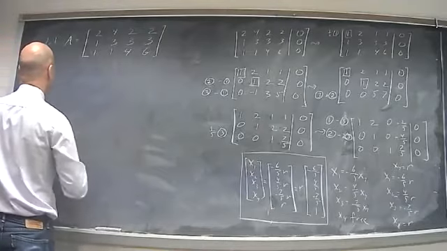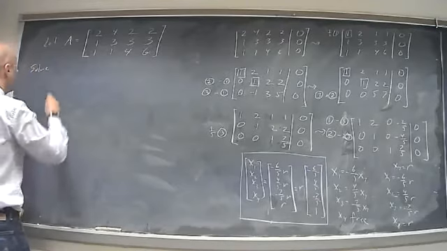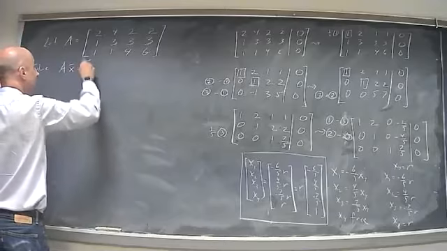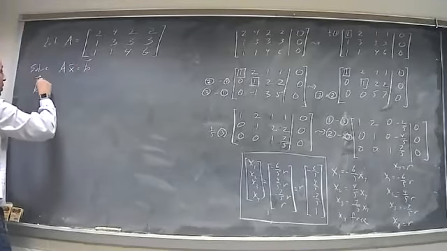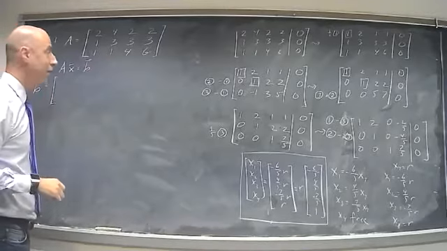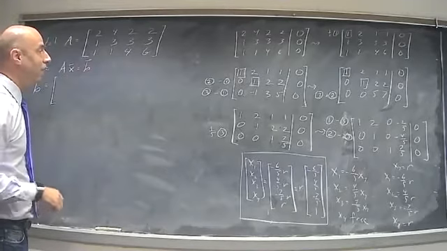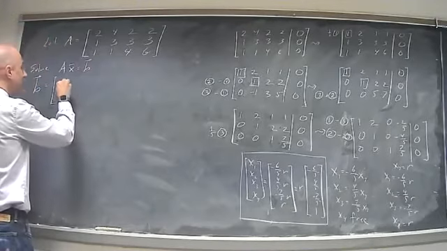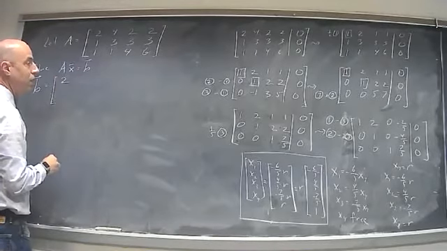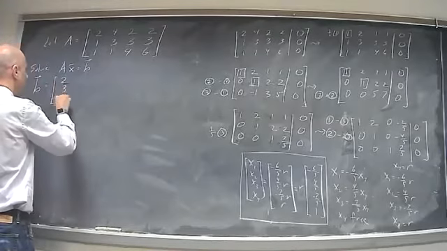Let's keep this A, but let's solve Ax equals b, where b is the vector, instead of 0 this time, the last time I solved Ax equals 0, let me give you a non-zero vector. How about, let's say, 2, 3, 2.